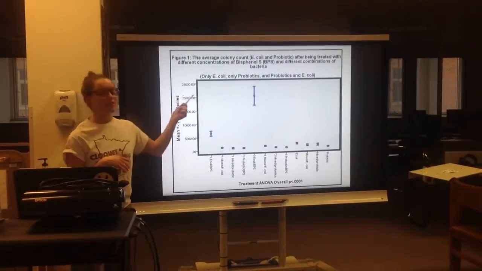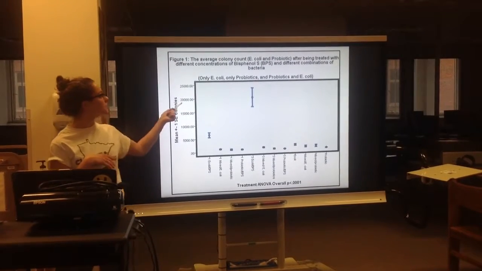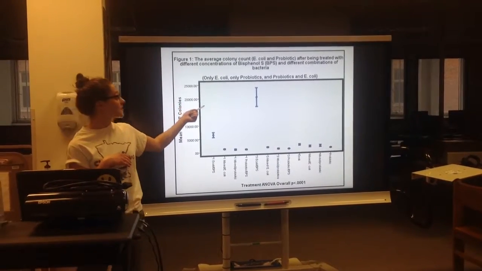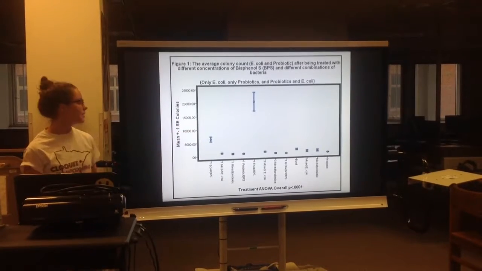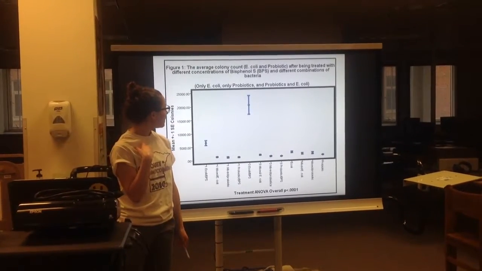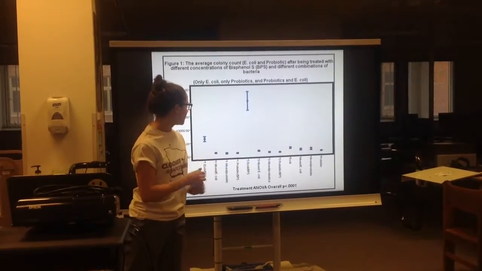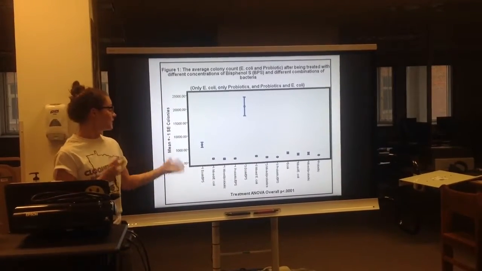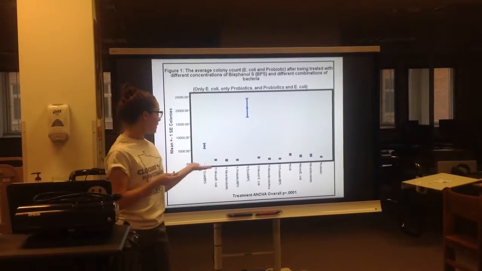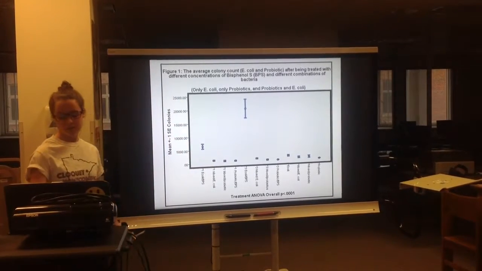This is figure 1, the average colony count of E. coli and probiotics after being treated with different concentrations of bisphenol S and different combinations of bacteria. As previously seen in last year's project, this is 1 and 3 strips of BPS. As you can see, it has a very significant increase compared to the rest this year as well.